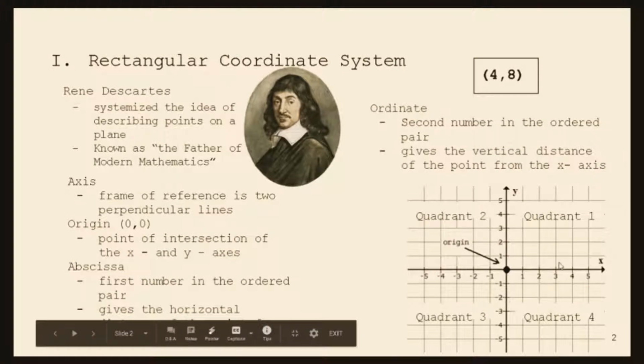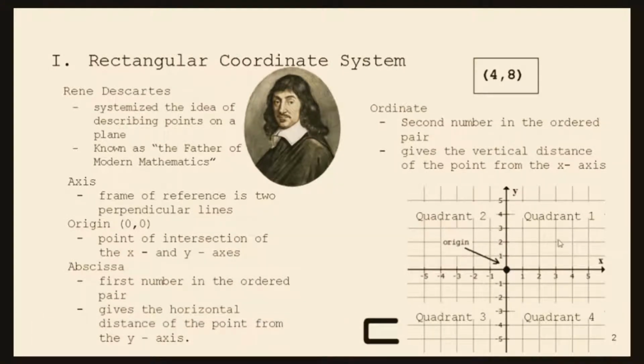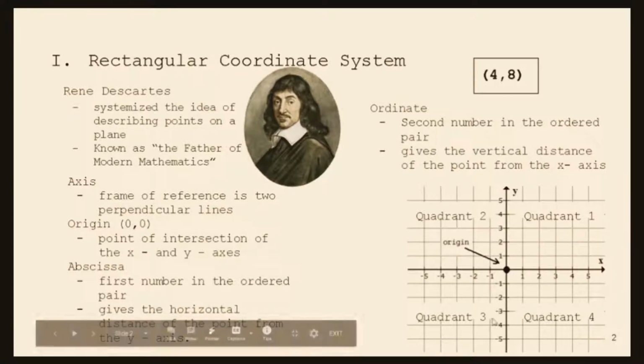Yun lang yun. So, next is yung mga quadrants. So, yung axis is dinedivide niya yung isang plane into 4 quadrants, which is yung quadrant 1, 2, 3, and 4. And yes, ganyan talaga yung numbering ng quadrants. So, una muna sa may right, tas papunta sa left, tas baba sa 3, tas right ulit papunta sa 4.